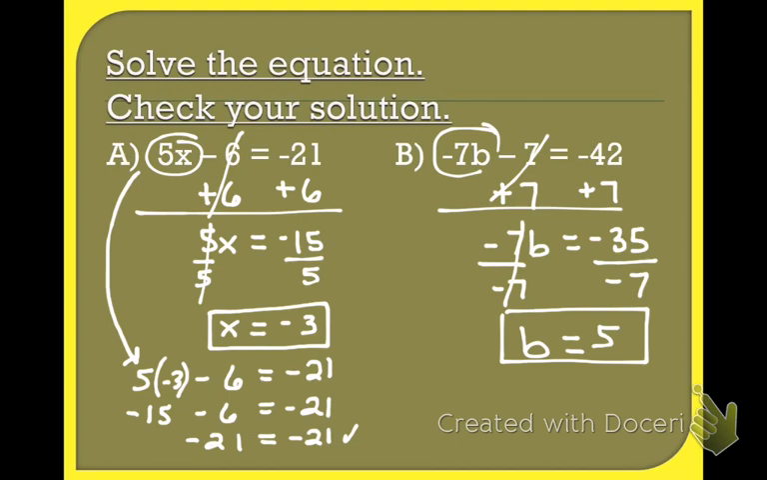Now we have to check it. Who can check it for me? Go ahead. Why negative 7 times 5? Times positive 5 because my answer is 5, equals?